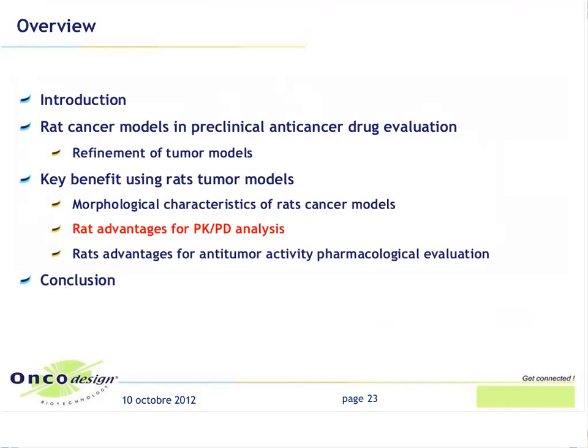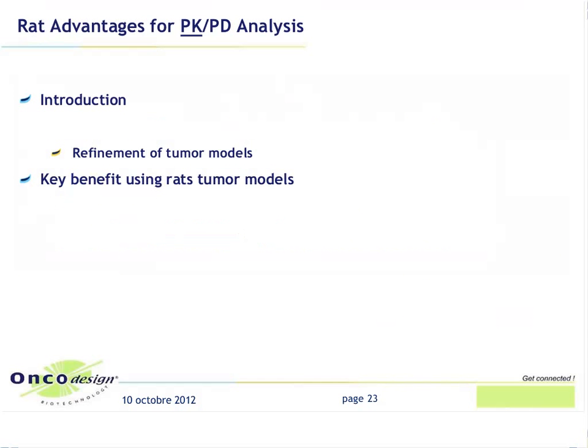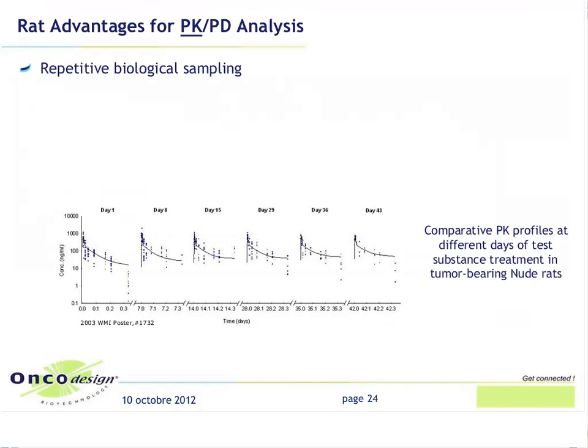As described for morphological characteristics of the rat cancer model, for pharmacokinetics and pharmacodynamics analysis, there is a real advantage to use rats. First of all, repetitive biological sampling can be performed. For example, you can see comparative pharmacokinetic profiles at different days of one test substance in tumor-bearing rats. The same rats were sampled at each day of collection.